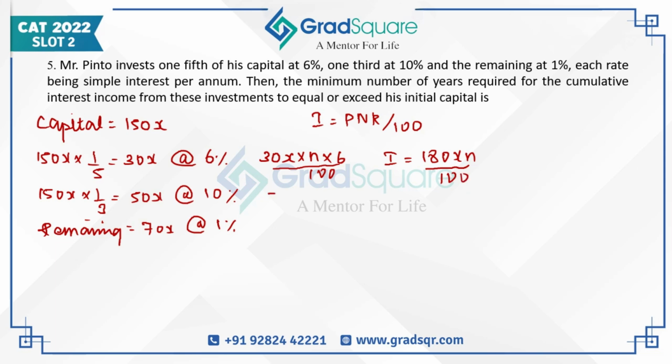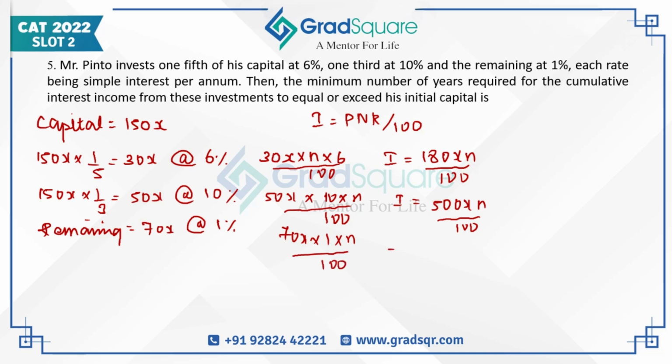So next it is 50x into 10 into n divided by 100. So interest will become 500xn by 100. Now from the remaining investment, 70x into 1 into n divided by 100, which is going to be an interest of 70xn by 100.